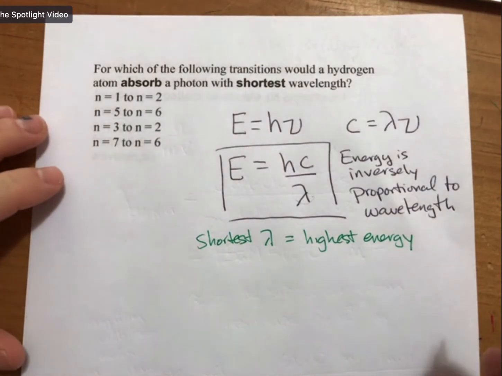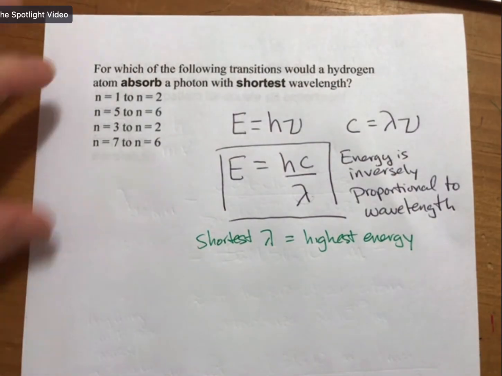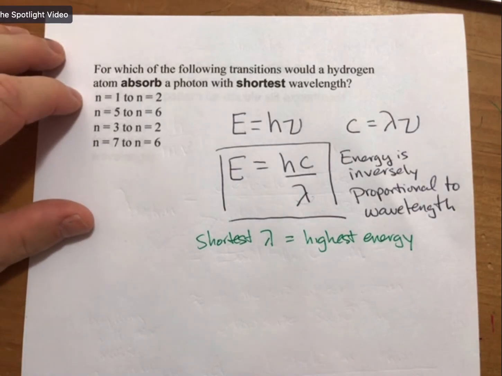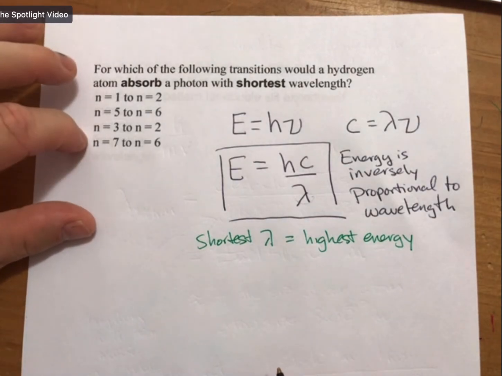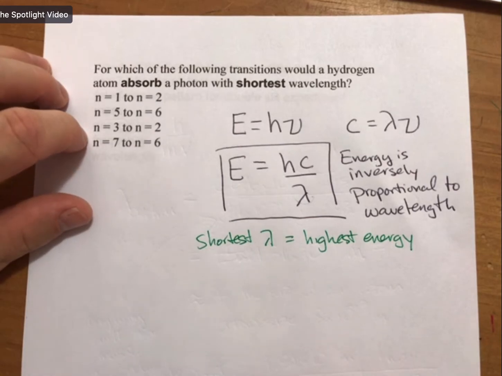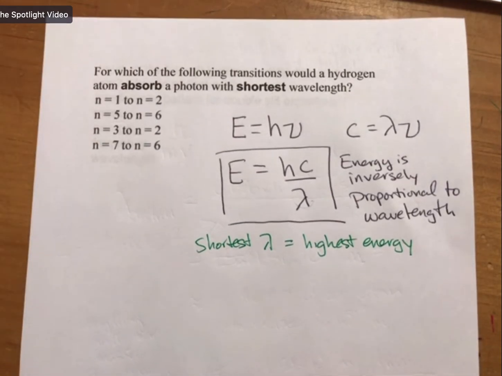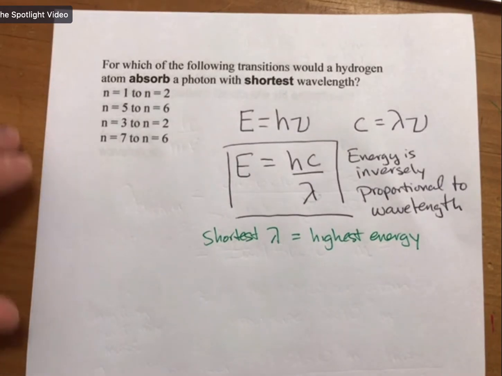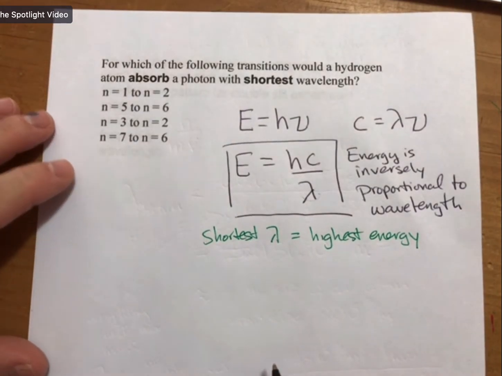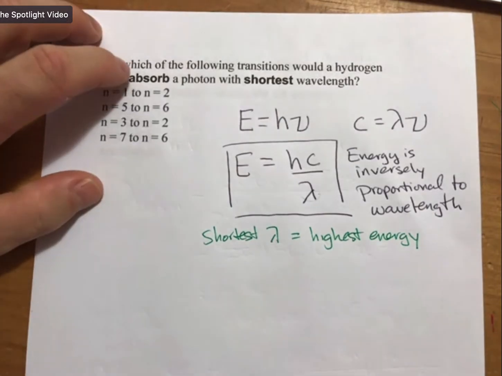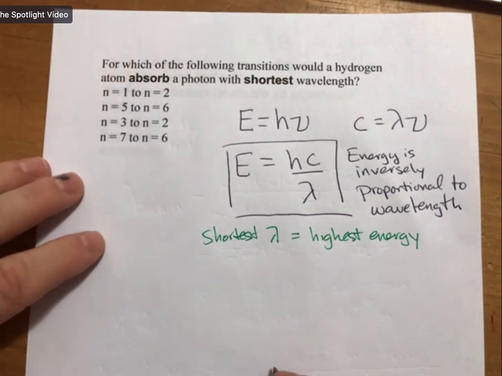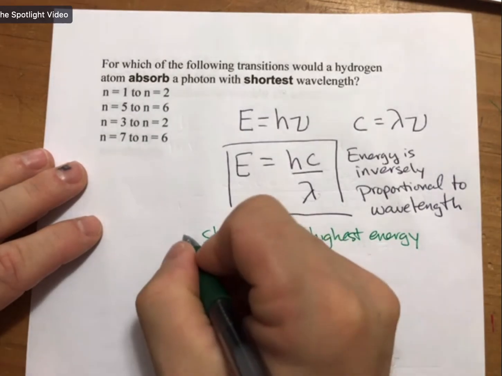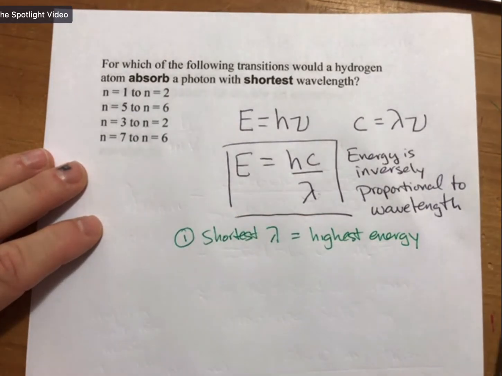Okay. Now let's talk about how to find that just using these numbers. And one way to do this is to plug all of these numbers into the equation that starts E equals minus 2.18 times 10 to the minus 18 joules. But there's another way to do it. And so I guess next let's tackle the absorb part. So that's our first part. We're looking for the highest energy.